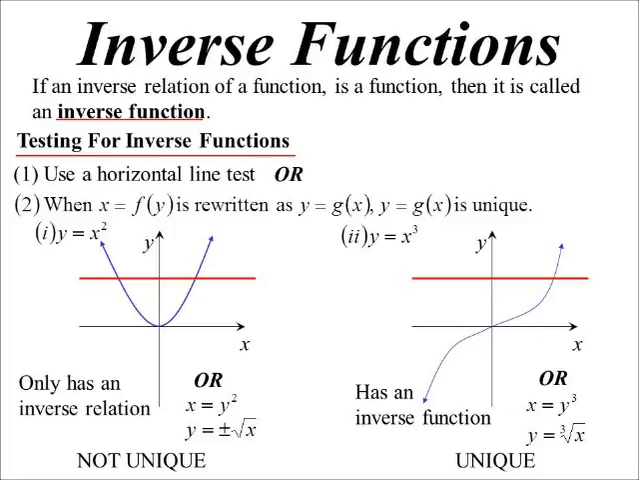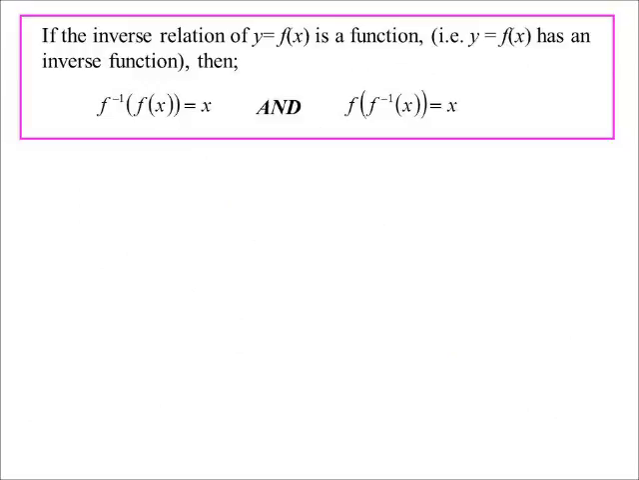Now, another way of looking at it. If the inverse relation of y equals function x is a function, then y equals function x has an inverse function. But what should happen is this. If I substitute the function into the inverse function, they should cancel each other out and I'll be left with x. And vice versa. If I substitute the inverse function into the function, they should cancel each other out and I get x.